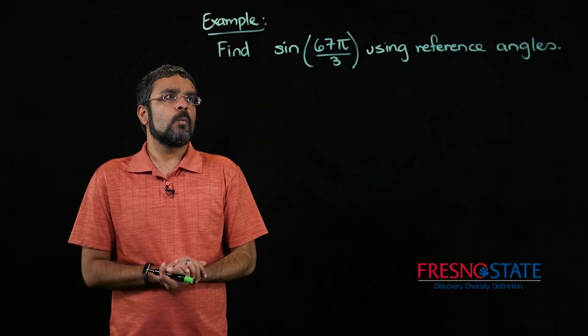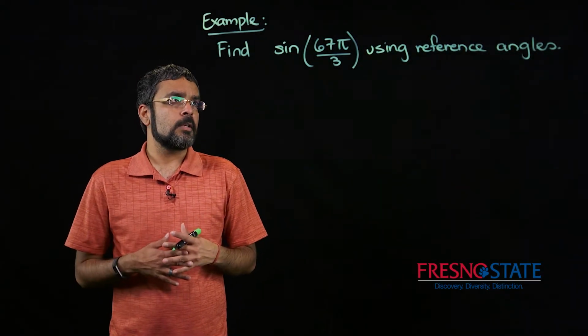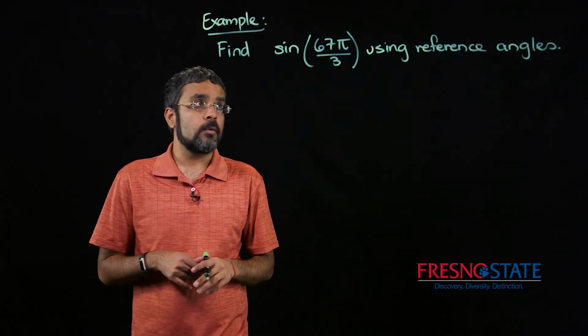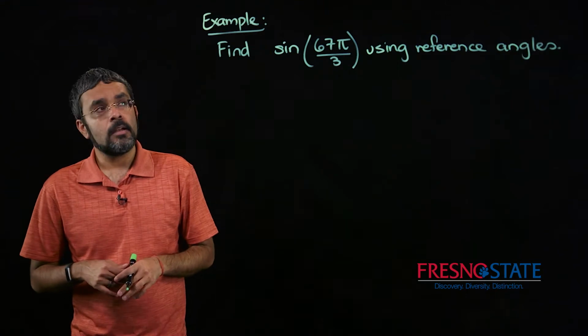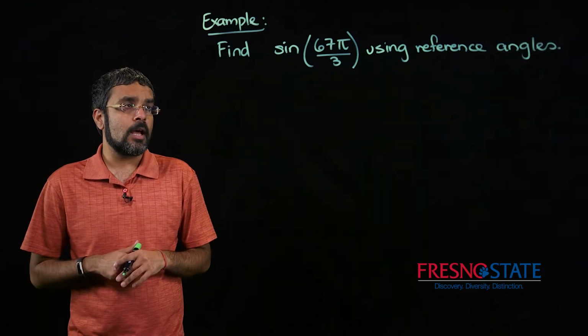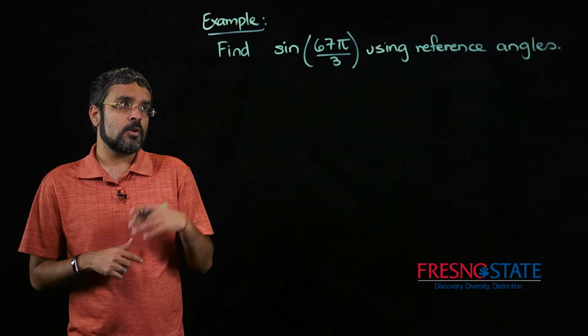Okay, so what we want to do now in this example is figure out the exact value of sine 67 pi over 3 using reference angles. Now, the question here is, what quadrant does 67 pi over 3 lie in? And this is going to be a bit harder.